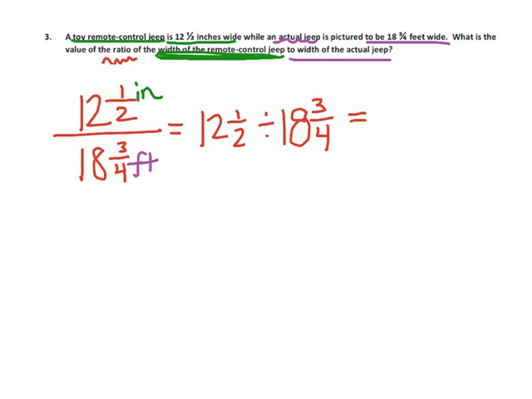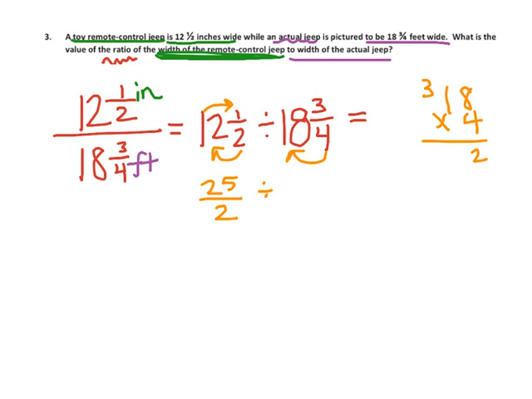Okay, you need to change both of these values to improper fractions. So 2 times 12 is 24, plus 1 is 25 over 2. Bring down your division symbol. 4 times 18, okay? Totally fine to do this work on the side of your page. 18 times 4, 4 times 8, okay, 32. 4 times 1 is 4, 5, 6, 7, 72, plus the 3, 75. 75 over original denominator of 4.